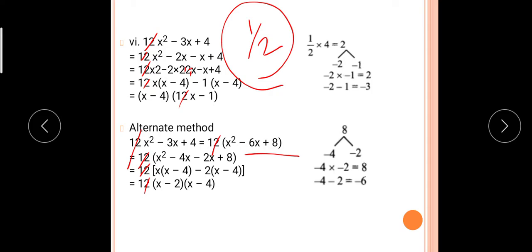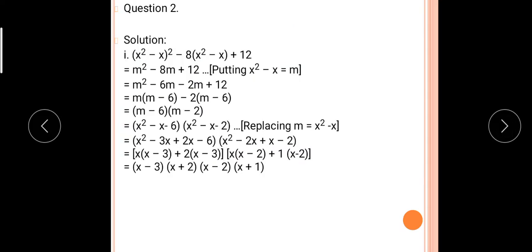Yesterday we started factorization and saw some examples from practice set 3.6. Now, same concept, we have to solve some different examples. In question number 1, straightforward examples are given, and you already solved all of them in the 8th standard. Now, in question number 2, just the format of the question is changed.